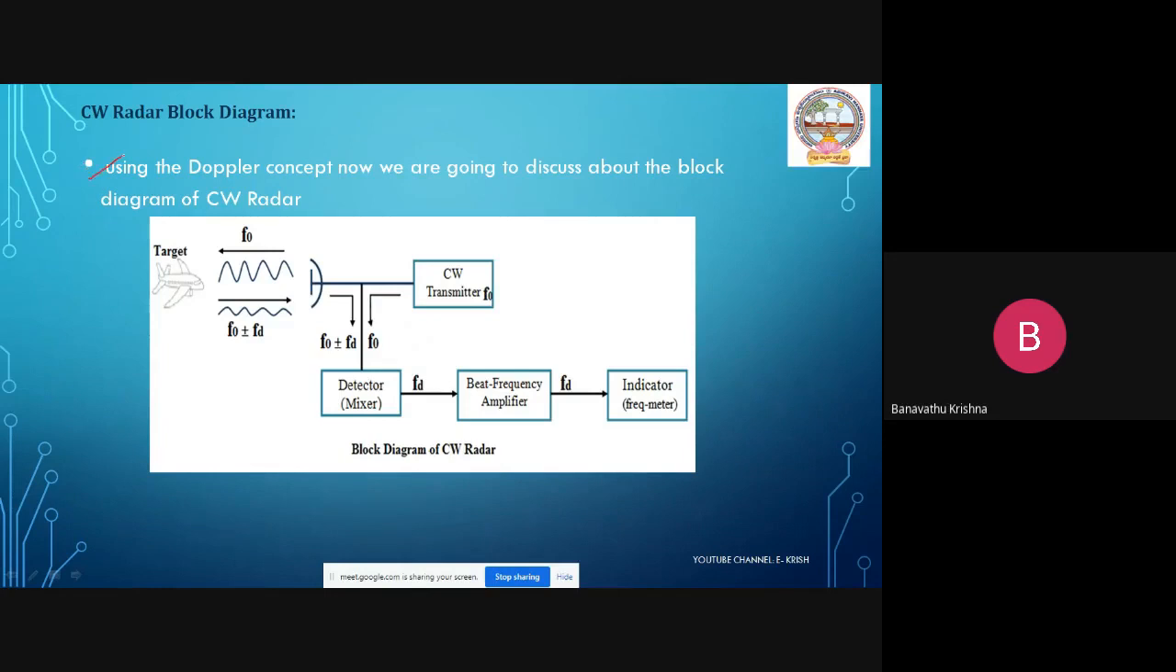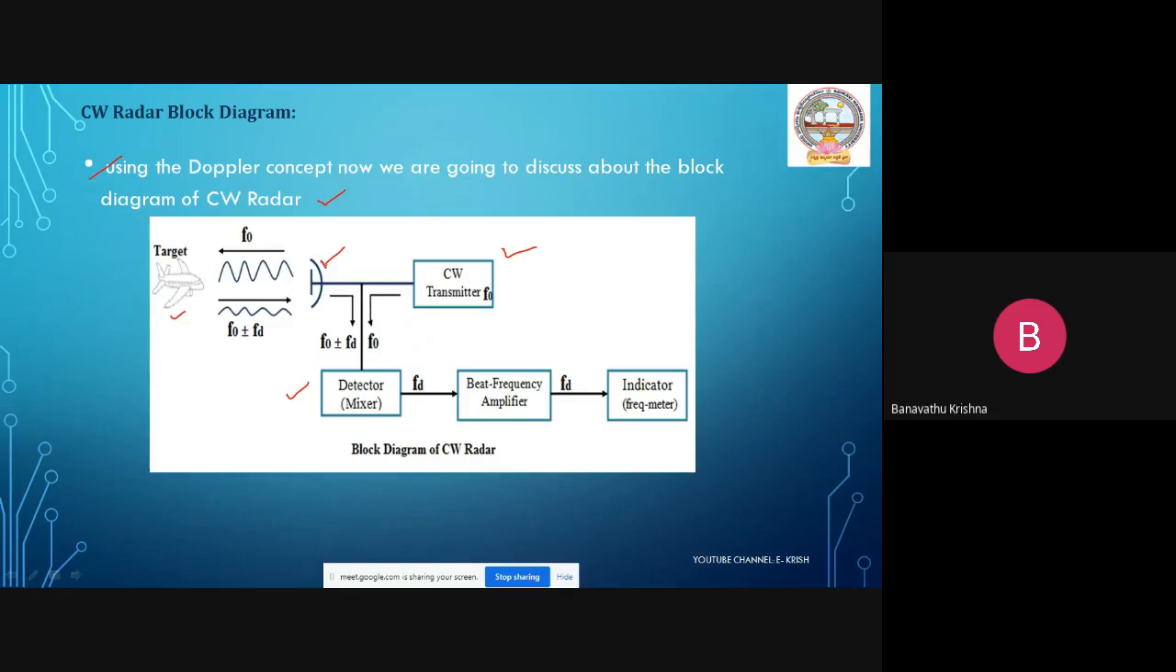Using the Doppler concept, now we are going to discuss the block diagram of CW radar in detail. Let us see here: the continuous wave radar transmitter with a frequency of F naught, and this is the transmitting antenna. This is the target, in moving condition. The detector compares the recovered signal from the radar receive station with the transmitted signal, which is also input to the detector. By comparing these two signals, it finally generates the Doppler frequency signal.